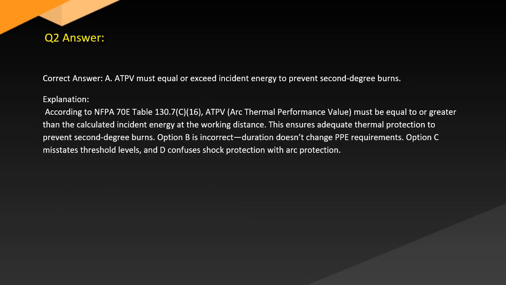Answer. Correct answer A. ATPV must equal or exceed incident energy to prevent second-degree burns. Explanation. According to NFPA 70E Table 130.7(C)(16), ATPV, the arc thermal performance value, must be equal to or greater than the calculated incident energy at the working distance. This ensures adequate thermal protection to prevent second-degree burns.